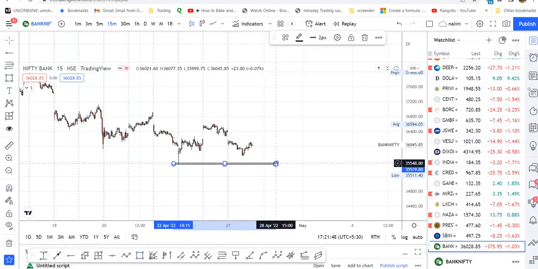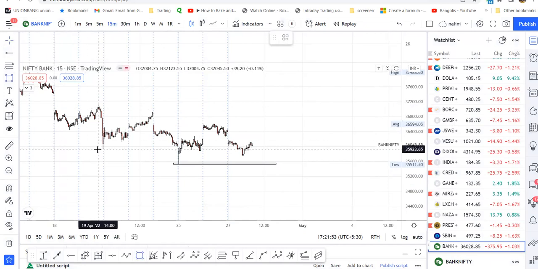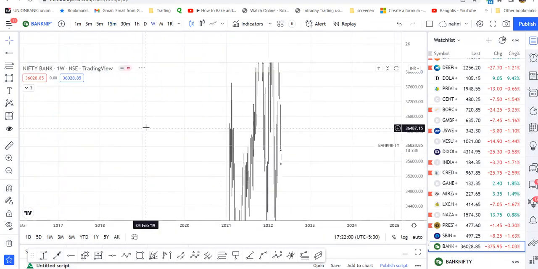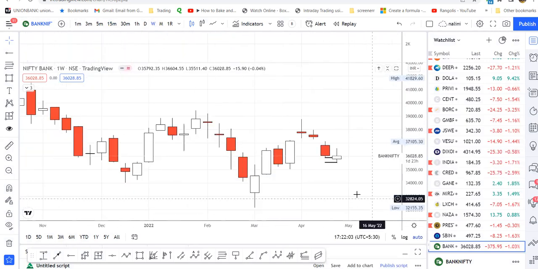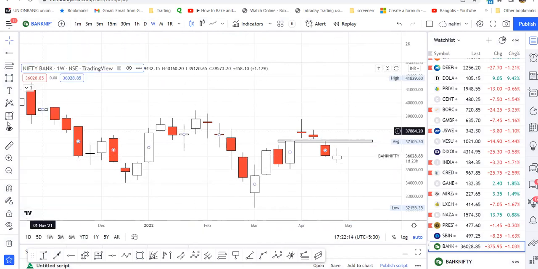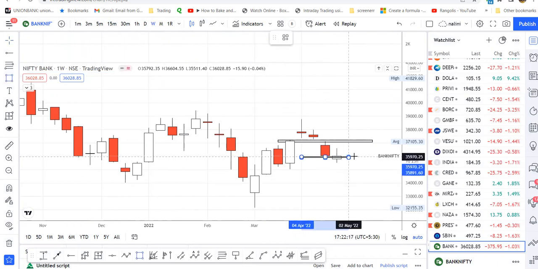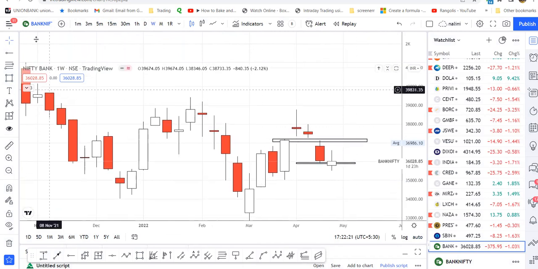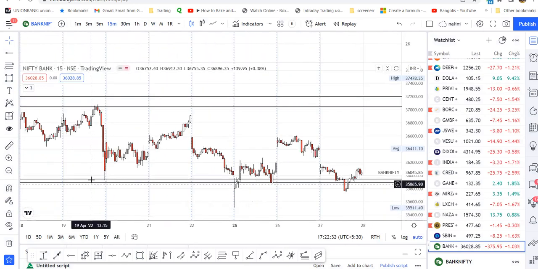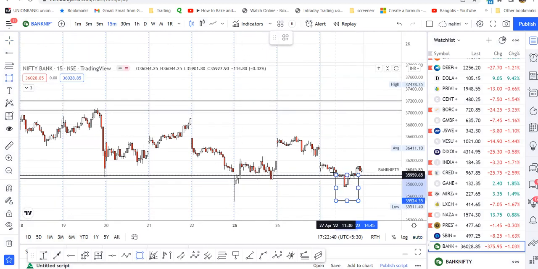This week, actually, it has made a lower low than the previous week's low. Let me go and check the previous week range. Okay, remote drawing. This is the previous week range. Okay, you know the previous week range. Let me come down to 15 minutes. So this week's low is lower than the previous week, so it's in a downtrend.